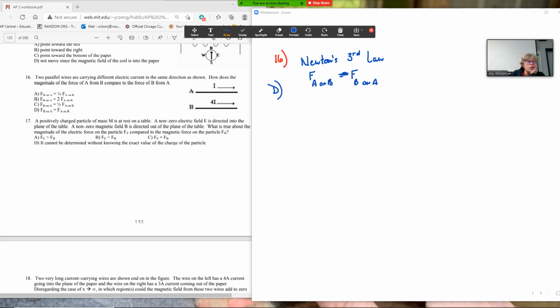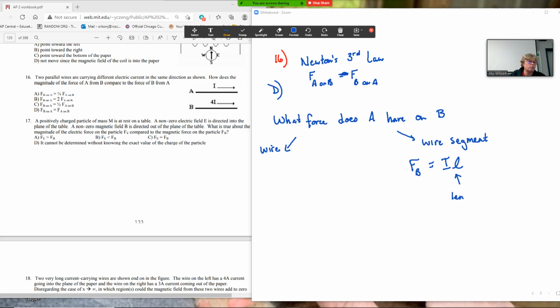But what if we altered this question just a bit? What if I wanted to know what force A has on B? Well, it depends. There are two formulas here, and we have to ask, do we have a wire or a wire segment? If we have a wire segment, we're going to use I for current. Magnetic force will be I for current, L for length of the segment, and B, the magnetic field. Current, length, and magnetic field strength will tell us the force.